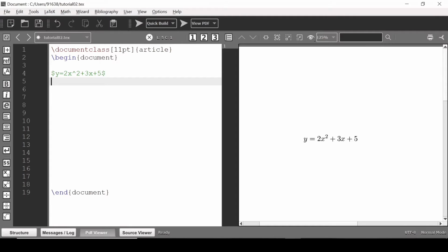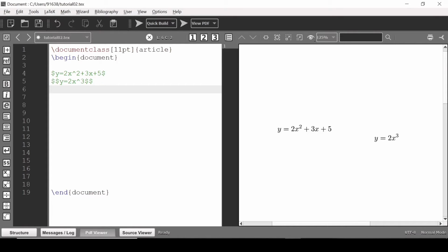Let's write some more common equations like y equals 2x cubed, again in the dollar sign. You can see the result like this. You are seeing these two equations in the same line. For changing the line, you should put equations in a double dollar sign. So from now on I will put equations in a double dollar sign for changing the line.